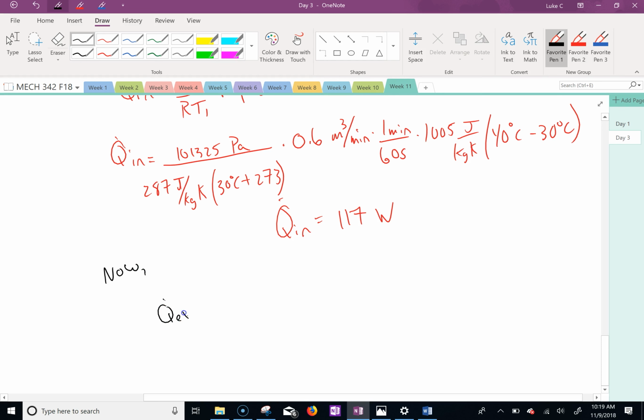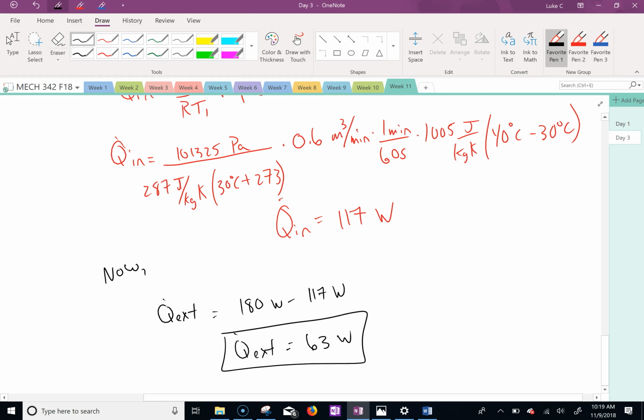The exterior. Yep. 180 watts minus 117 watts. So these components spit out 63 watts to the surrounding. They do this quickly, using this analysis to get an idea of what's happening. This is a quick estimate. And then they can go in and get more details, okay? And do more heat transfer analysis to figure out how can we fix this, okay?